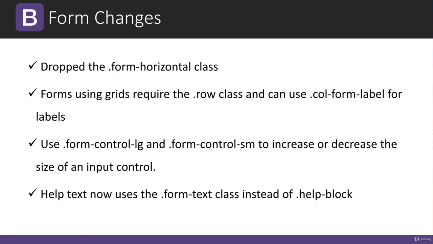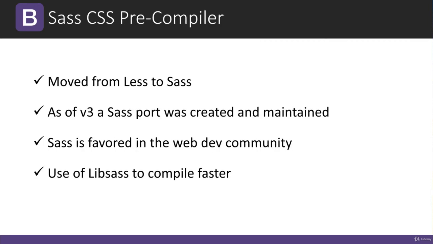As far as forms go, there's been some changes, not much. They dropped the form-horizontal class. Forms using grids require the row class and can use the col-form-label for labels. What I really like is that you can now make large and small text inputs by using the form-control-lg and form-control-sm classes. And then if you want help text under your text input, for example, you don't use the help-block class anymore. You use form-text. And we're going to go over all that.